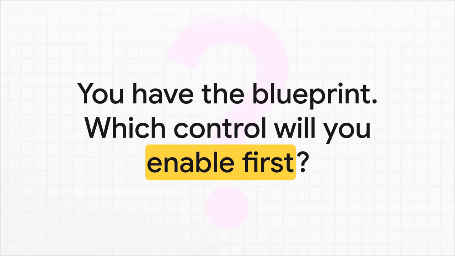So there you have it. You now have the blueprint for a really robust data protection architecture on AWS. It's simple, it's repeatable, and it's incredibly effective. So the only question left is, which one of these controls are you going to go and enable first?